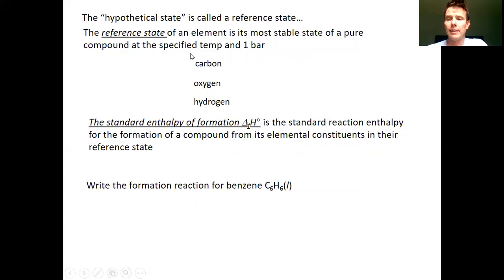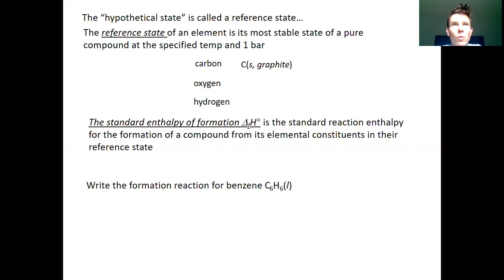So this hypothetical state where we're breaking things up actually has a technical name, which is called the reference state. The reference state of an element is its most stable state as a pure compound at the specified temperature and 1 bar, right? So let me give you some examples. I could ask the question, what is the reference state for carbon? And so what you have to ask is, well, what's the most stable form of pure carbon at 1 bar? And you may or may not know this, but it turns out to be graphitic carbon, right? That's the most stable form of carbon at 1 bar.